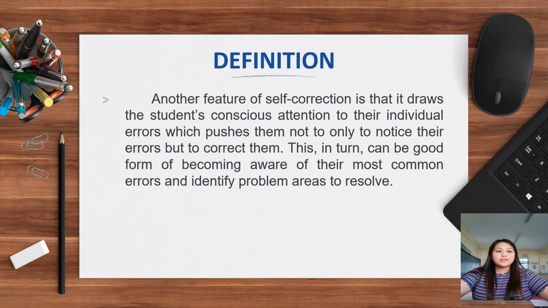Another feature of self-correction is that it draws the students' conscious attention to their individual errors, which pushes them not only to notice their errors but to correct them. This in turn can be a good way of becoming aware of their most common errors and identifying problem areas to resolve. So through self-correction, opportunities to realize and correct errors arise on the side of the students.